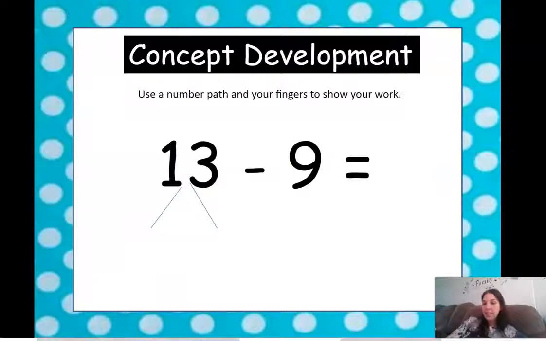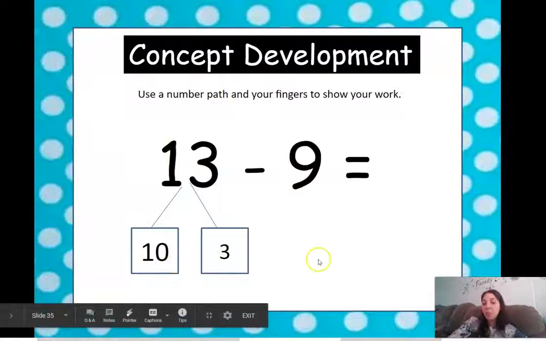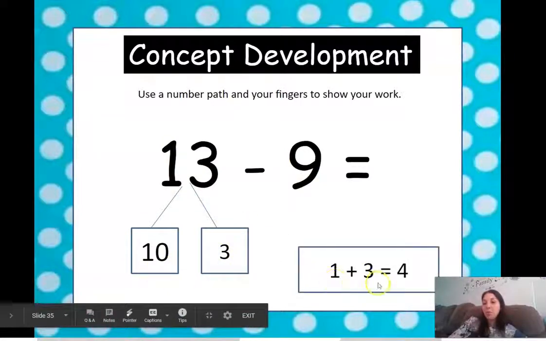13 minus 9. So again, you could say 9, 10, 11, 12, 13. Or you're going to say 10 and 3 makes 13. When you take 9 away from 10, you're left with 1, and then you have 3 more. So 1 plus 3 equals 4.